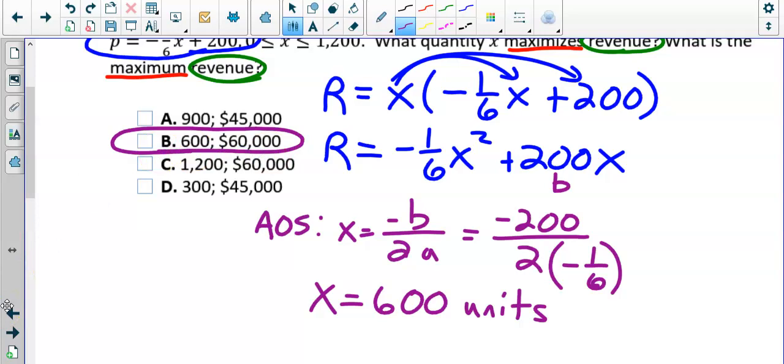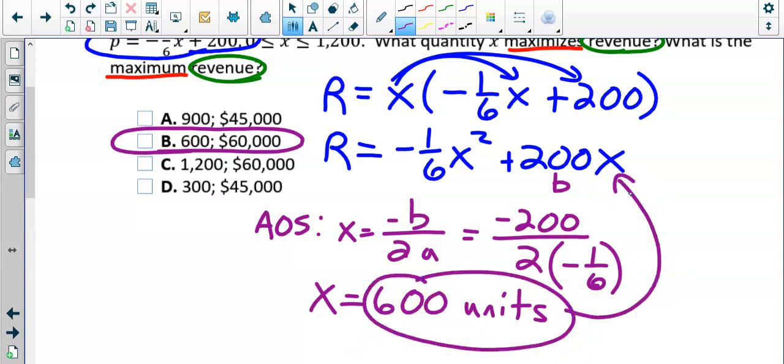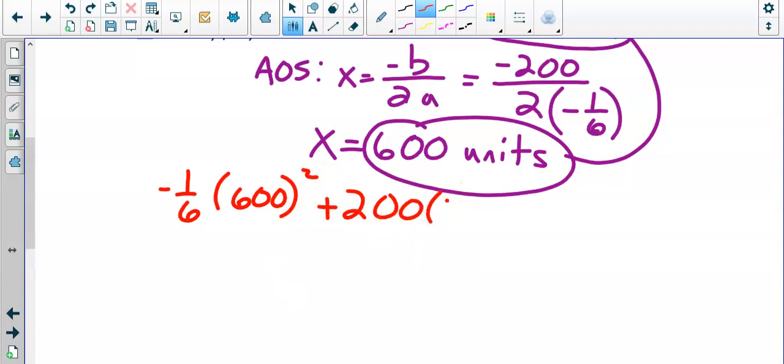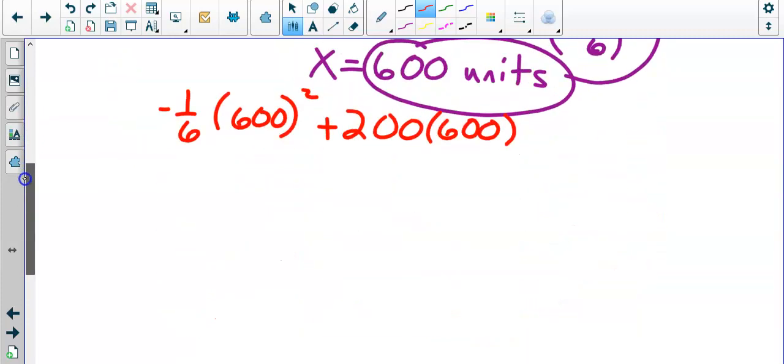And how would I verify the 60,000? What would I do with this number? We'd plug it back in. We're going to take this value right here, and all you're going to do is plug it into x and plug it into x. So you would have this looking equation: negative 1/6, 600 squared minus 200, plus 200 times 600. And again, you can go right into your calculator, plug that in the way that you see it, and this will kick out the 60,000.